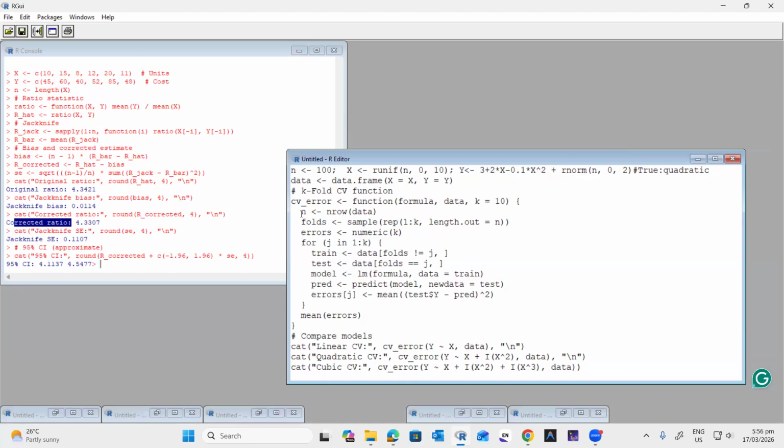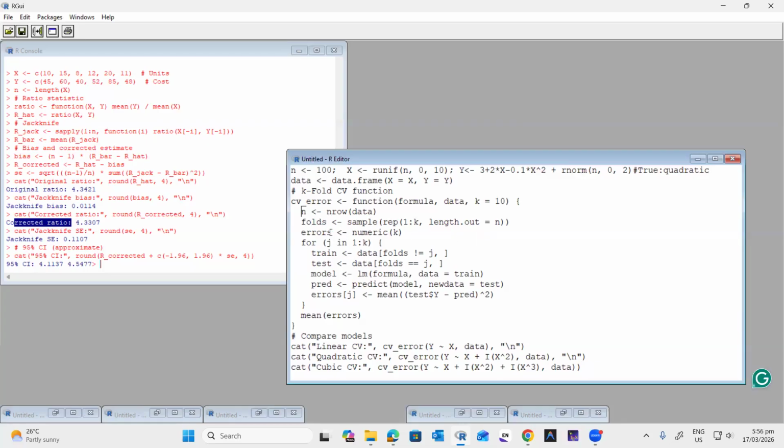In that one, in n we are going to store the number of observations, and in fold we are going to create the random fold assignments for each observation. Here replicate 1 to k with length.out equals n repeats the sequence 1 to k until it reaches the length n, and if n is not a multiple of k, some folds will have one extra observation.